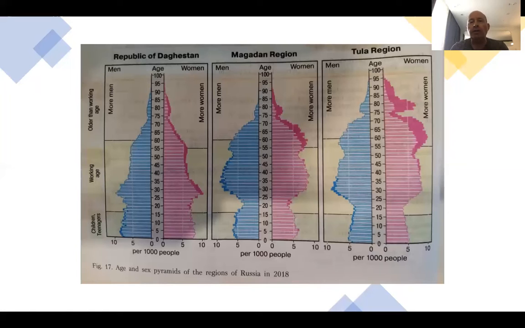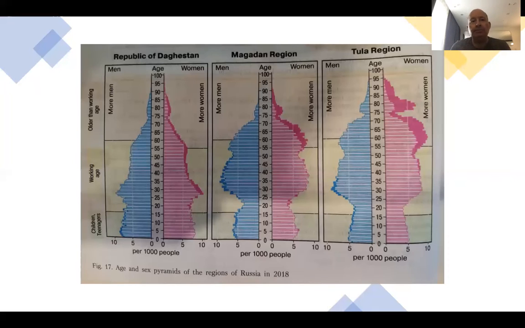Now, another clue that this is an area where there is a large number of migrant workers working in heavy industrial activity, in this case mining, is the gender imbalance, the fact that there are a larger number of men of working age in the Magadan region than women.